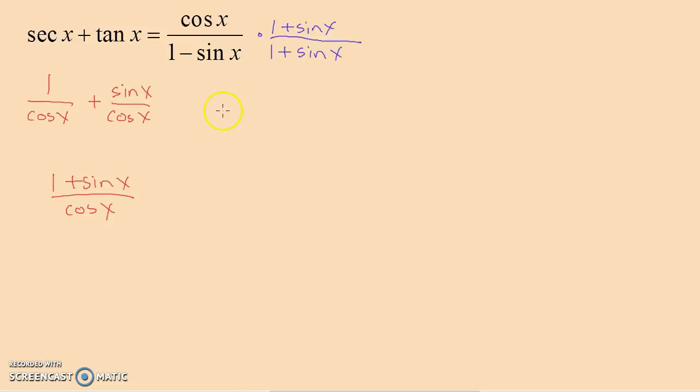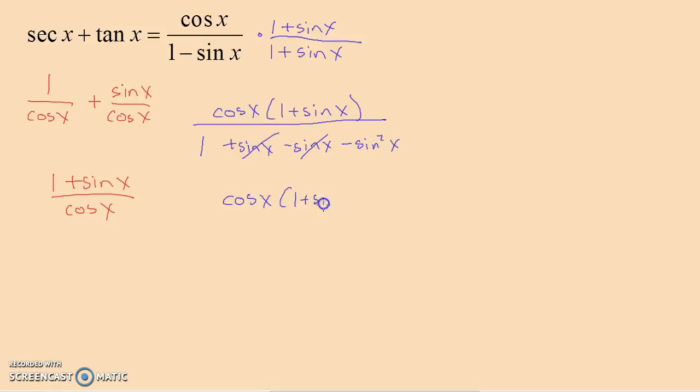Now, on top, that's going to generate cosine of x times 1 plus sine of x. That's the top. On the bottom, look what's going to happen. I'm going to get 1 times 1, which is 1. Outside, I get sine of x. Inside, I get a negative sine of x. And last, I get negative sine squared of x. Well, the sine and the negative sine cancel. So I get cosine of x times 1 plus sine of x on top. On the bottom, I'm going to get 1 minus sine squared of x.